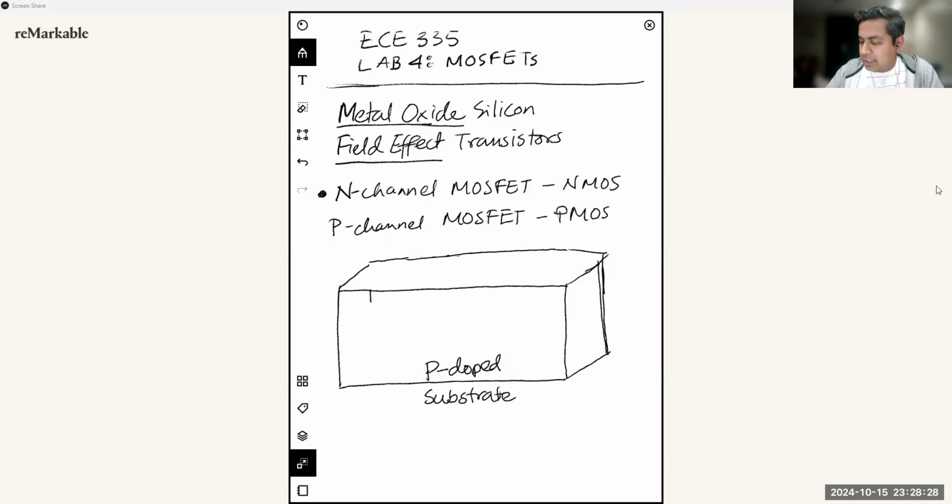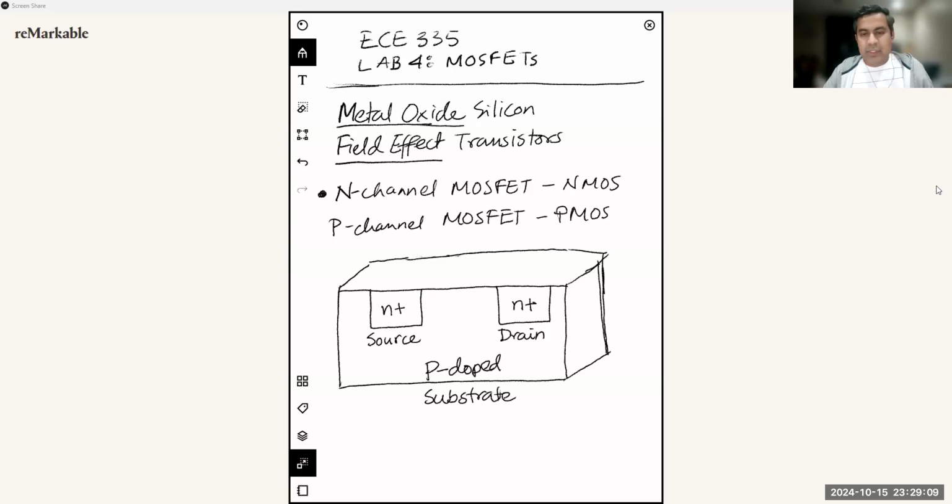And then inside this substrate, we have two regions that are doped with N-type dopant. We are calling it N plus because those are heavily doped compared to the P-type doped substrate. On this side, let's call it the source region, and this region, let's call it the drain region. In MOSFET devices, the source and drain can be used interchangeably, so you can basically use them either way.